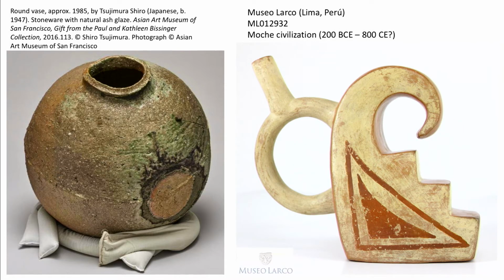So in contrast to that, I would offer these examples next. On the left is a round vase by Tsujimura Shiro. And here, to provide an example of visual rhyme between very different functional aspects, there's the roundness of the mouth of the jar, of that abbreviated little lip at the top, and then the roundness of the marking that's on the side of the belly.